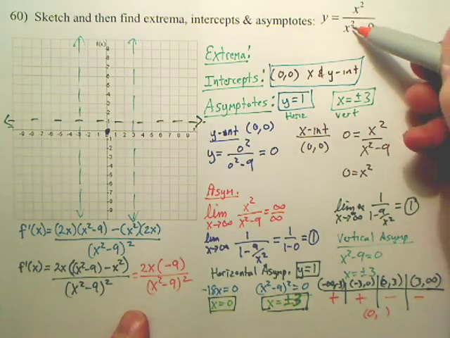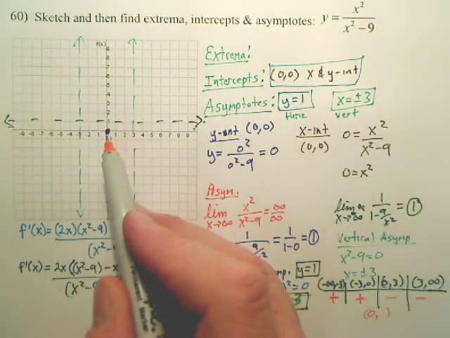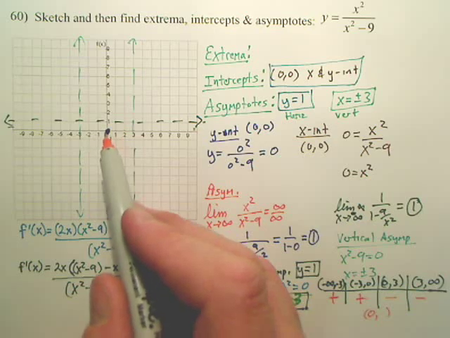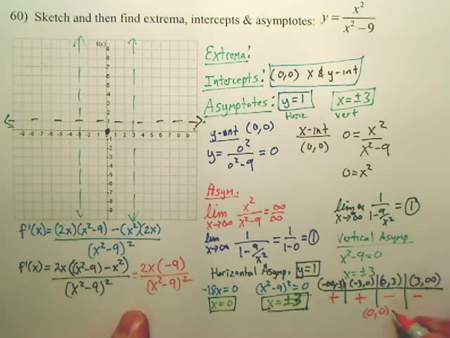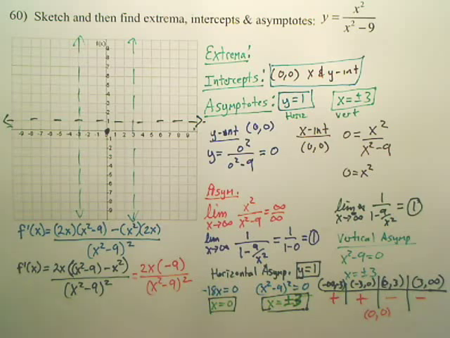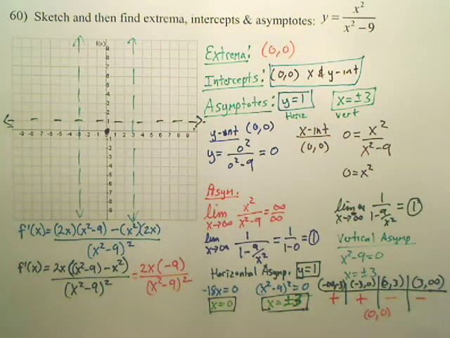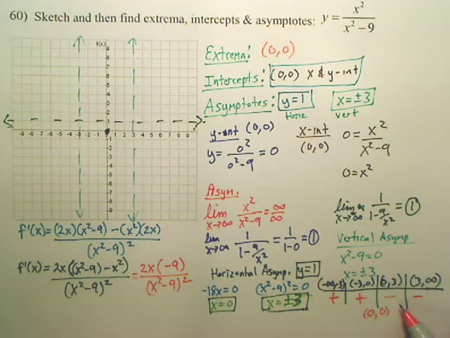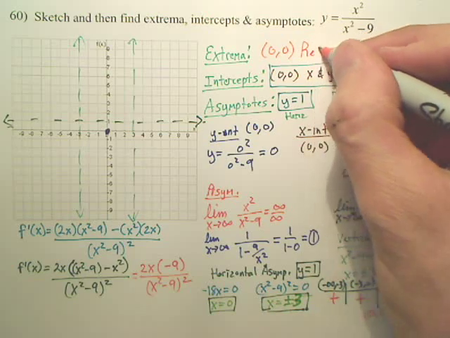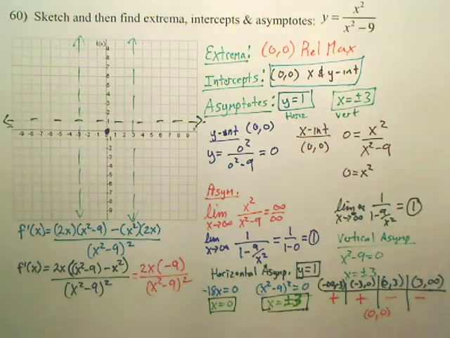What do you get when you plug in 0? Hey, look right there. What do you think you get when you plug in 0? Right there already. That was easy. Now, 0, 0. What is it though? If it goes increasing to decreasing, what is 0, 0? This is a relative max.